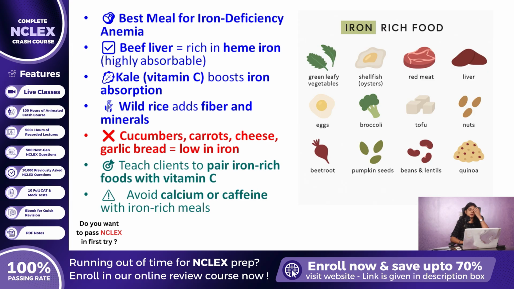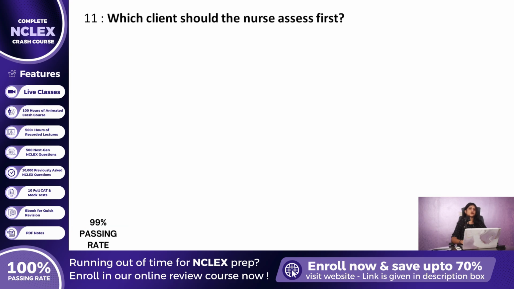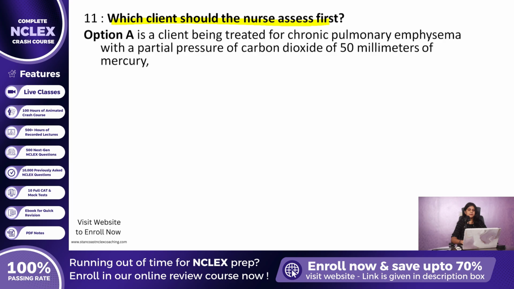Now, let us continue with question 11, which focuses on clinical prioritization during shift change on a medical surgical unit. The question asks, which client should the nurse assess first? Here are the options. Option A is a client being treated for chronic pulmonary emphysema with a partial pressure of carbon dioxide of 50 millimeters of mercury.